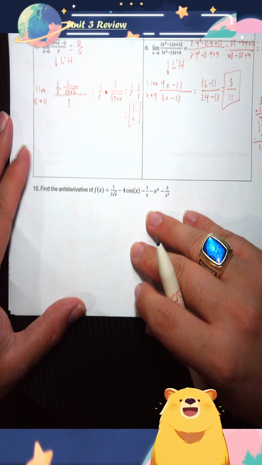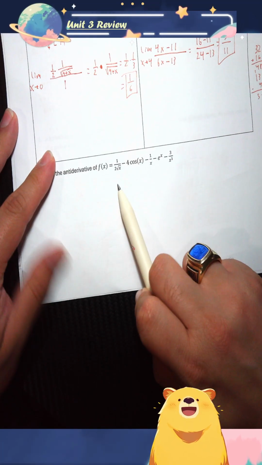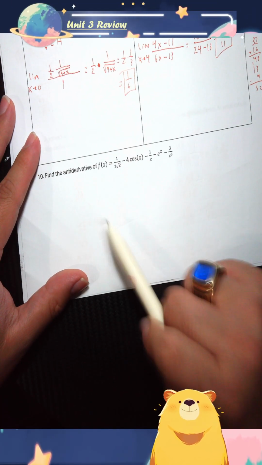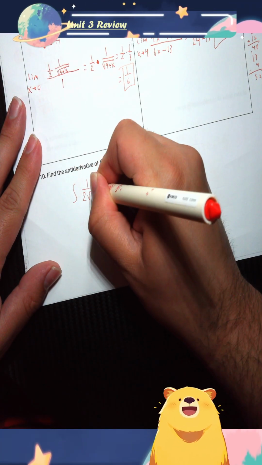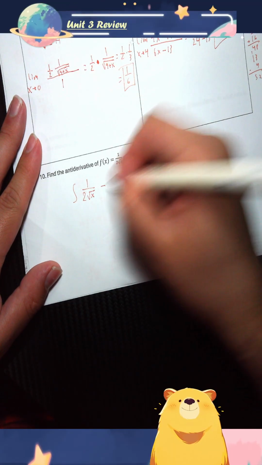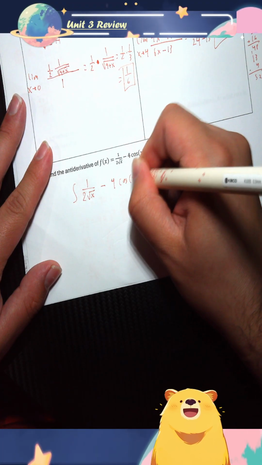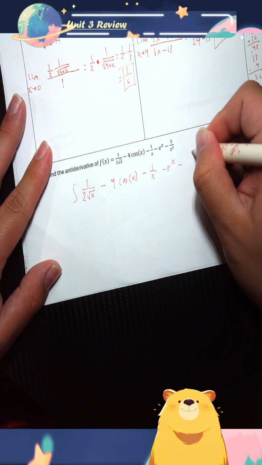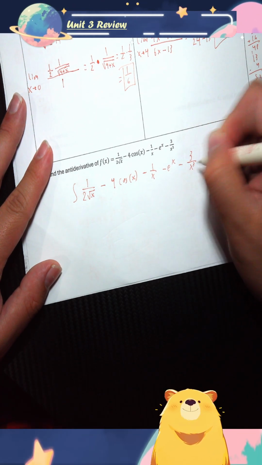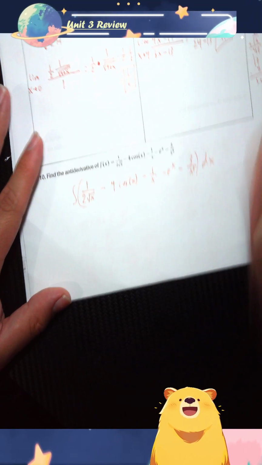Alright, last one, number 10. Find the antiderivative for all this. Recall the idea of the antiderivative. You're going backwards, so you're treating this all like an integral: 1 over 2 square root of x minus 4 cosine of x minus 1 over x minus e to the x minus 3 over x to the power of 3, all with that dx in mind, okay?